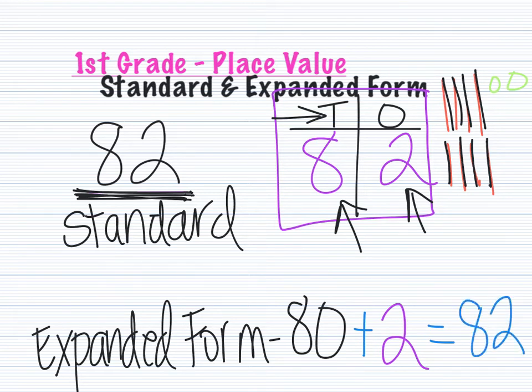So here I've shown it in expanded form, 80 plus 2. 82 is the standard form. I showed it in place value chart where the digit 2 belonged and where the digit 8 belonged. And I showed it in the place value blocks. Okay, students, so now it's your turn to do more standard and expanded form practice on your own. So go have some math fun.